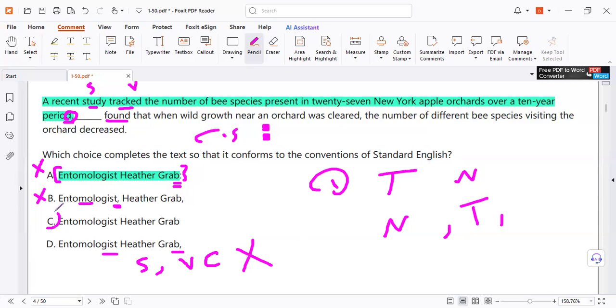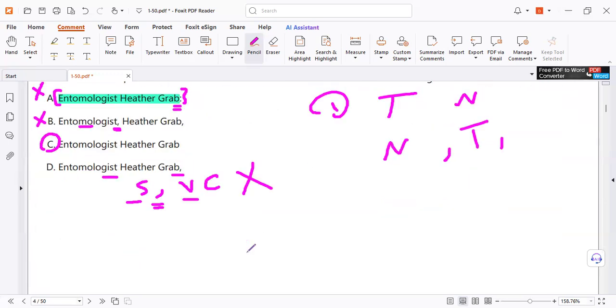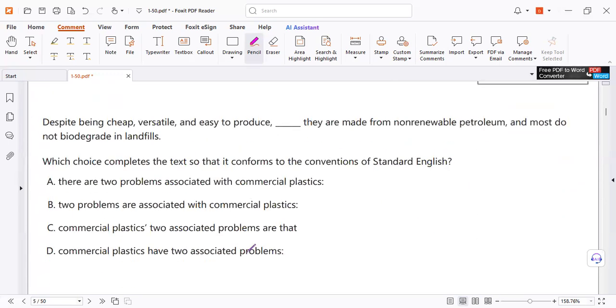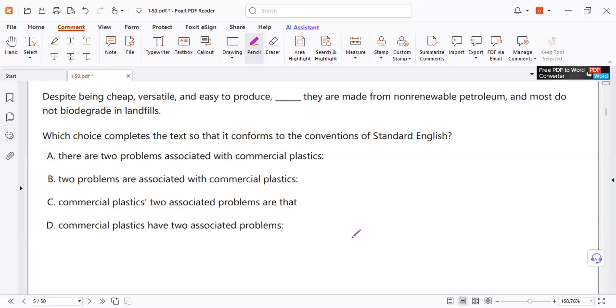Now we found that C is correct. Don't separate the subject from the verb by a comma. Common mistake. The next one, come on.